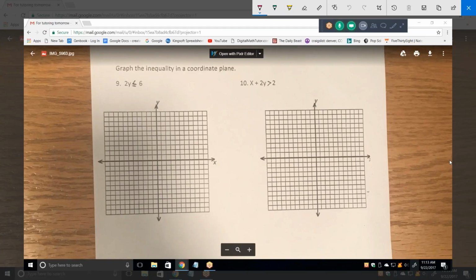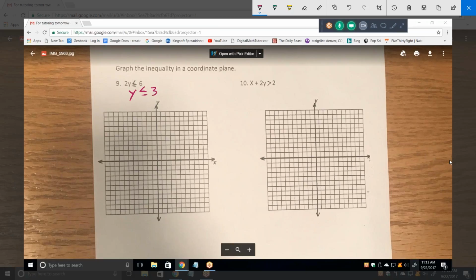Let's simplify that inequality first of all. Number 9. What's that simplify to? Solve for y. Would that be 3? Y is less than or equal to 3.